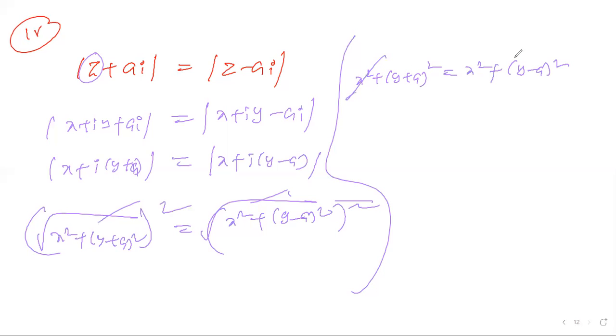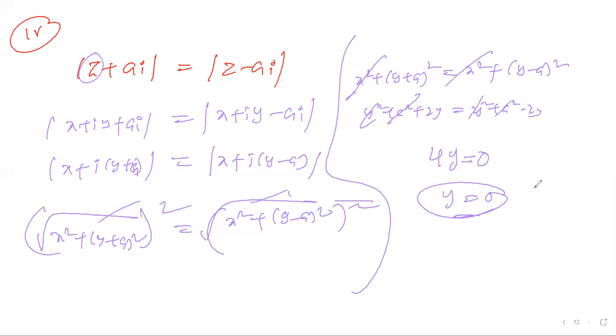By seeing it, you can cancel x square on both sides. Now you open this: y square plus a square plus 2ay, then y square plus a square minus 2ay. The x square and y square cancel, and this you send out. Now 4ay is equal to 0, so it's nothing but y is equal to 0. This y equal to 0 is the locus for the given question. Clear, right?